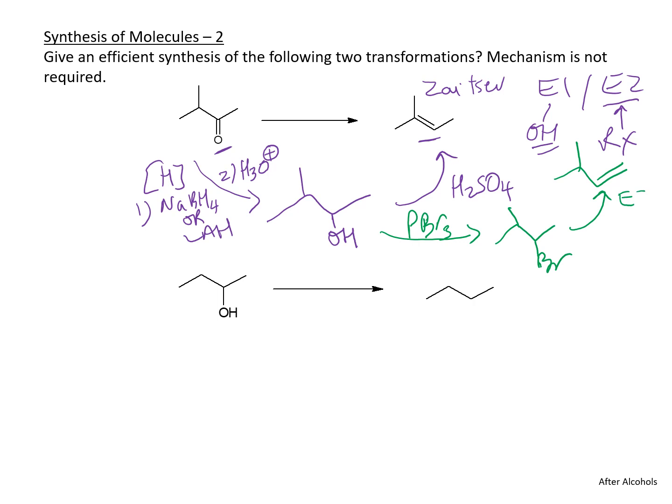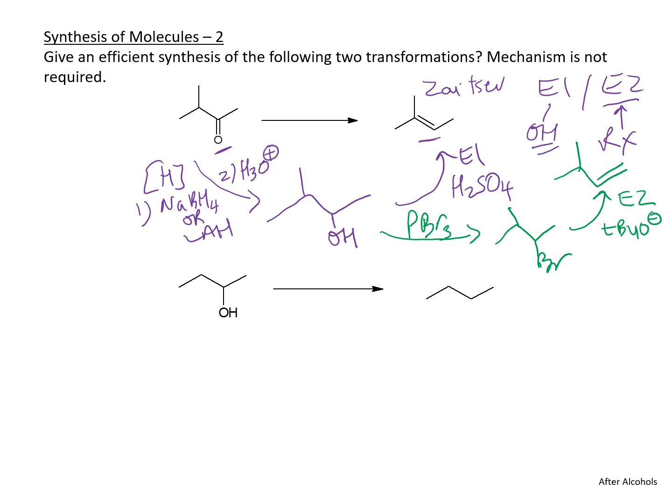The E2 mechanism will mean that I need a bulky base in order to do this kind of elimination to give me the Hofmann alkene. So bulky base E2 eliminations give you the Hofmann alkene, and alcohol dehydrations give you the more substituted alkenes. With H2SO4, this is more like an E1 mechanism, a carbocation mechanism. The E2 does not involve a carbocation. So that was the first synthesis.